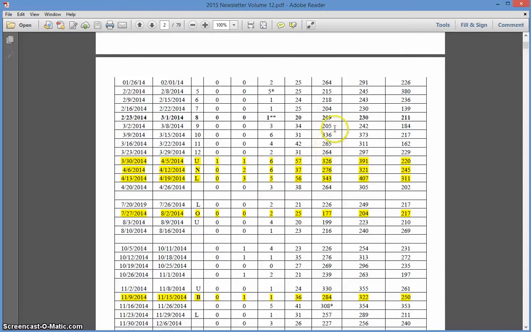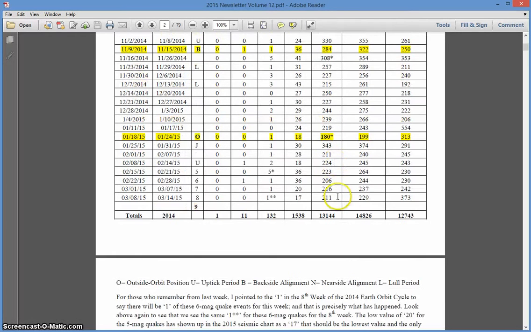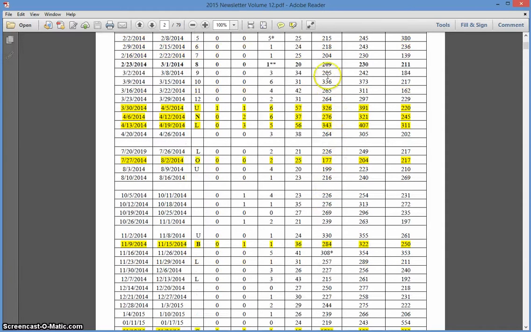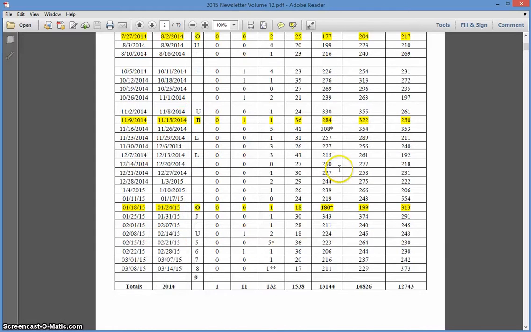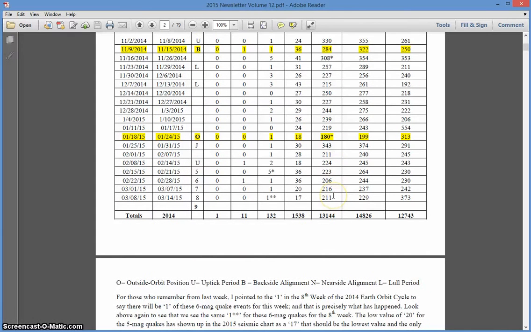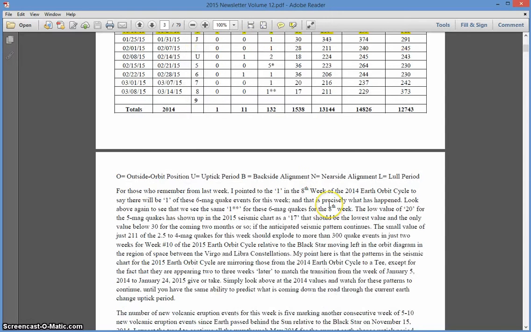Right here, right? It got down to 205 before it began bouncing up again. This year, it went down to 206, and now it's around 211. That number is going to jump, right? Look at what we had in the 10th week last year, 336. Now we're in the low 200s. Watch for that value to repeat itself over here in the seismic chart.